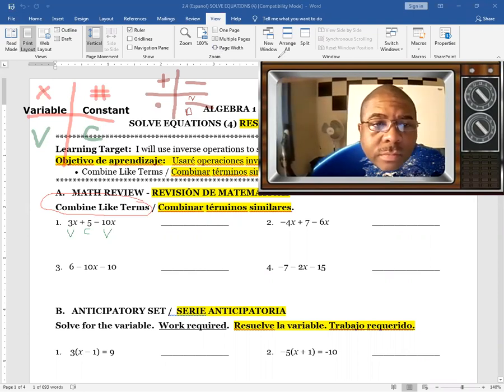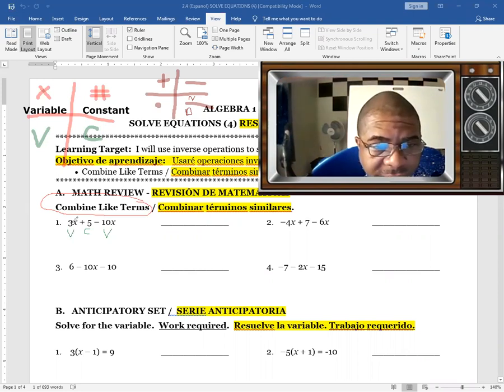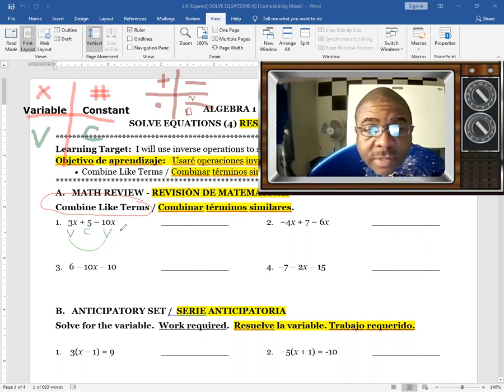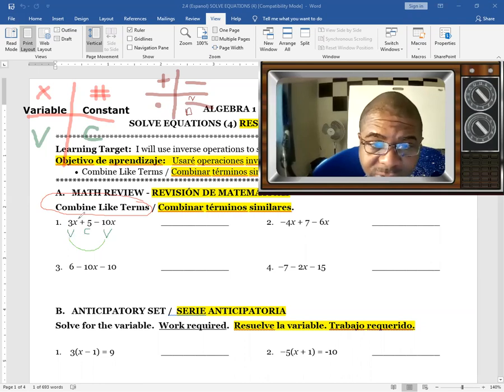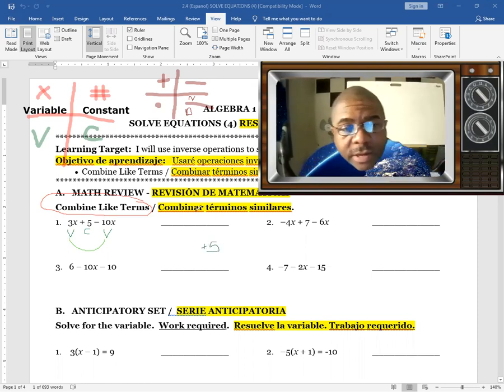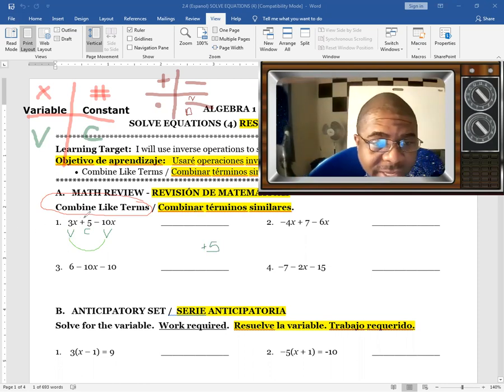3x and negative 10x, we can combine these two because they're part of the same family. And the 5, since it's part of a totally different family, we can't combine it. So we're going to just place him right here, or her, or they. Now we have 3x minus 10x.